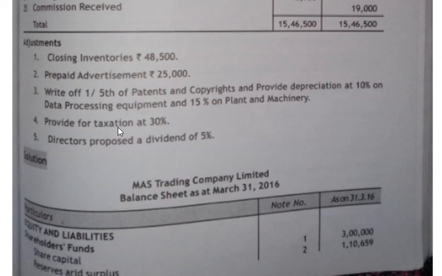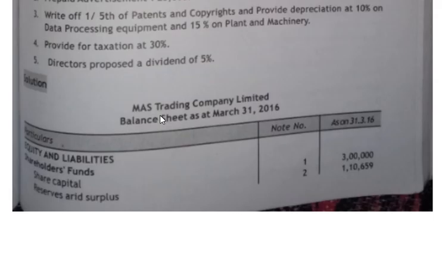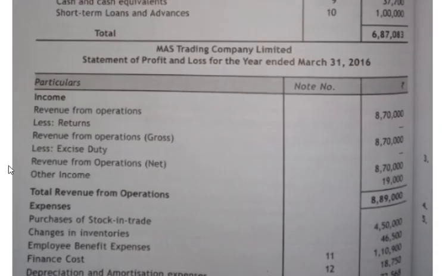Directors proposed a dividend of 5%. So 3 lakh into 5%. 3 lakh is nothing but your share capital amount. 3 lakh into 5%, 15,000. So 15,000 is nothing but your proposed dividend, which you will take in your short term provision, and you will minus from your appropriation under your reserves and surplus. So let's start out with our statement of profit and loss account.